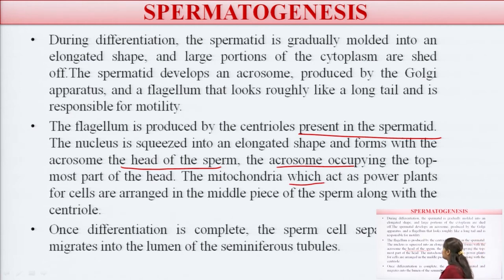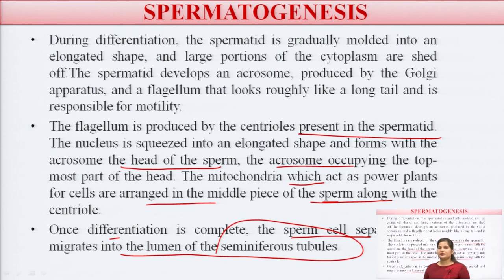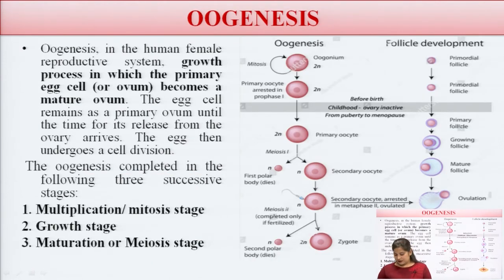The mitochondria, which act as the powerhouse of the cell, are arranged in the middle piece of the sperm along with the centrioles. So, the mitochondria provide the energy for the movement. Now, once the differentiation is completed, the sperm cells separate and migrate into the lumen of the seminiferous tubules. So, after the completion of spermiogenesis, all the sperms go to the seminiferous tubules. So, this is all about spermatogenesis. After they go to the seminiferous tubules, they are ready for the maturation process, right. Now, next one, the oogenesis.